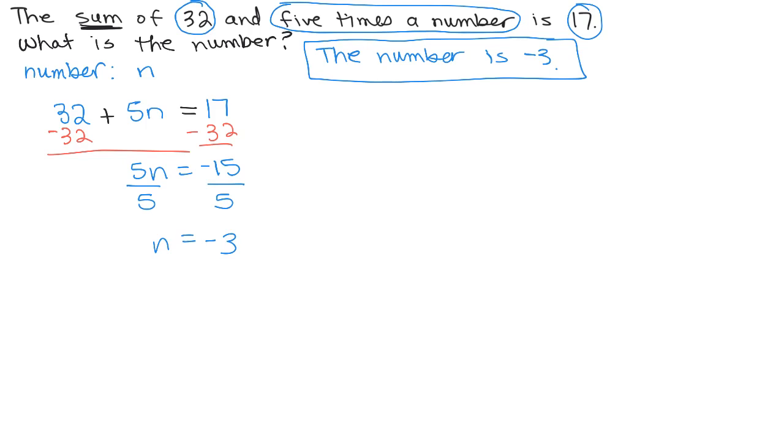So when you check it, go back to the words. It says the sum of 32 and 5 times the number. So if the number is negative 3, what's 5 times the number? Well, that'd be negative 15. So what is that sum? What is 32 plus negative 15? It's 17. And it says it should be 17, so it does check out.